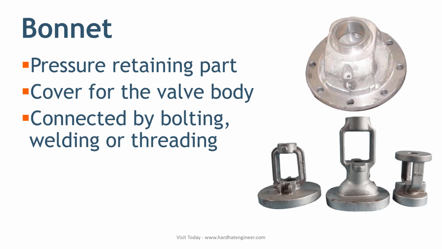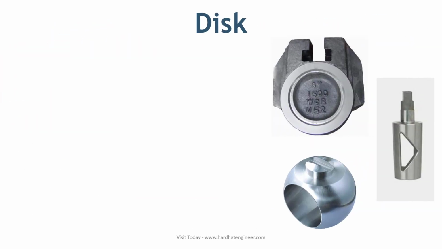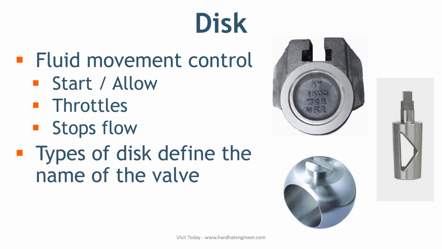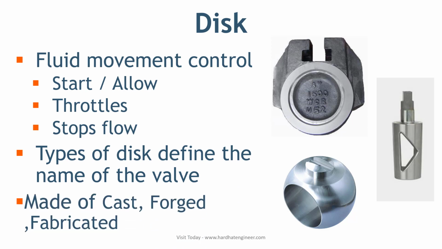Disc. The disc is a part which allows, throttles or stops flow depending on its position. In the case of the plug or ball valve, the disc is called plug or ball. A valve disc could be cast, forged or fabricated. A disc is seated against the stationary valve seat or seats when the valve is in closed position. It can be moved away from the valve seat by motion of the valve stem, with the exception of check valve and safety relief valve, in which the disc is moved away from its seat by the fluid flow and pressure.